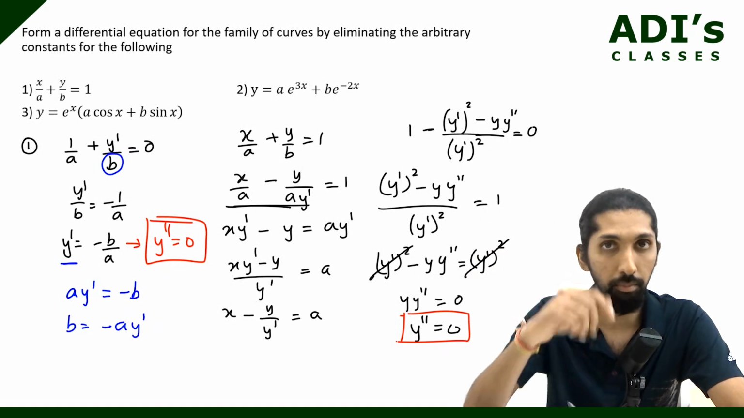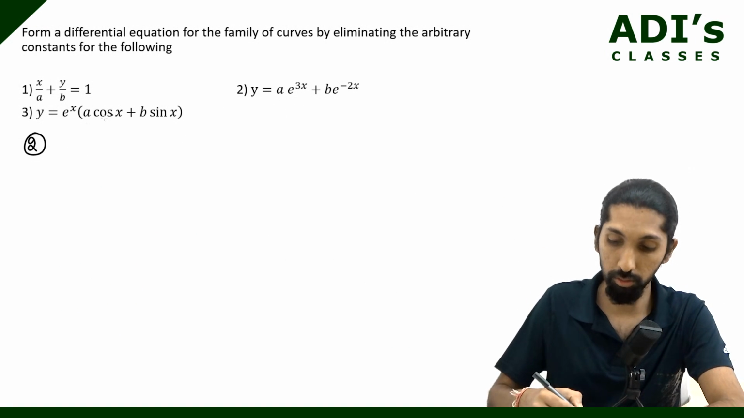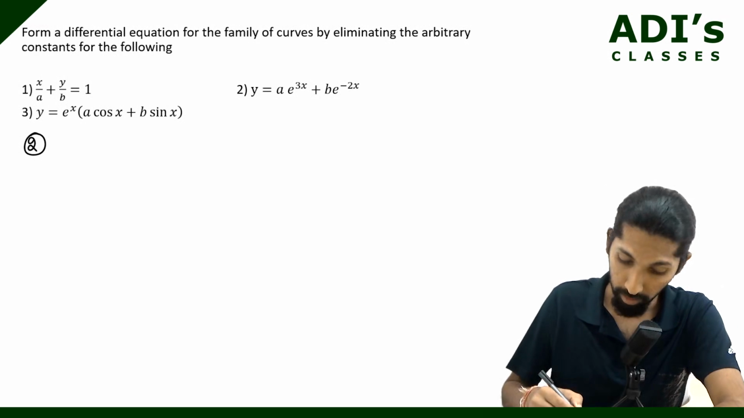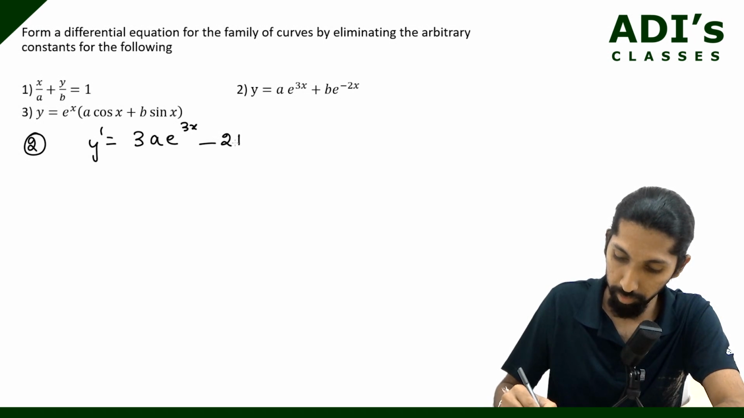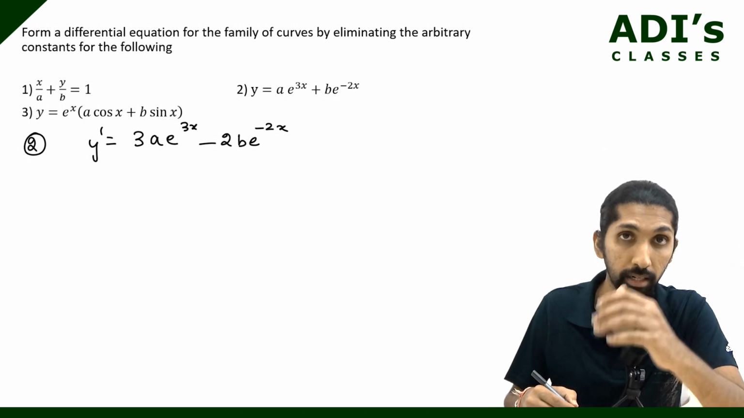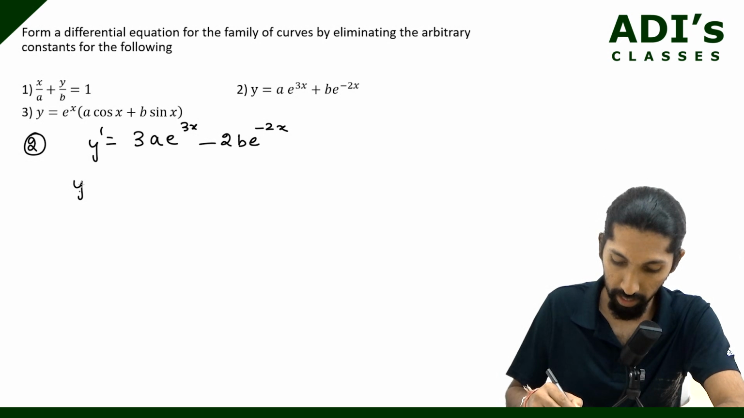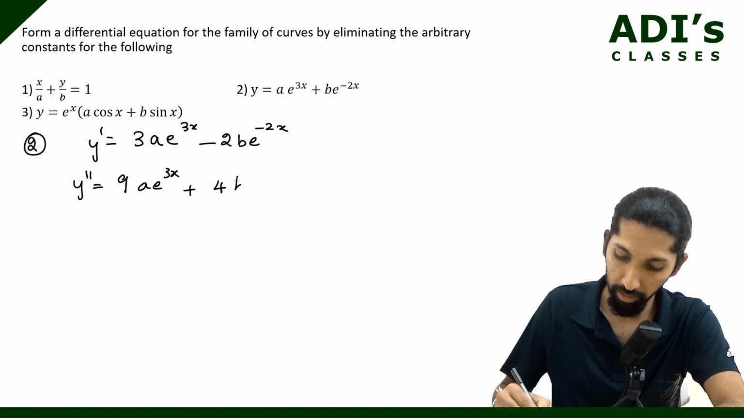Fine. Let's do the second problem now. See the second one? You have y is equal to this, correct? Differentiate. y dash is equal to 3a e to the power of 3x minus 2b e to the power of minus 2x. Correct? Again differentiate. y double dash is 9a e to the power of 3x plus 4b e to the power of minus 2x.